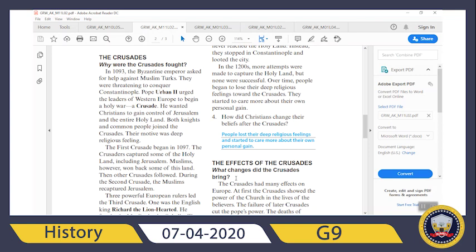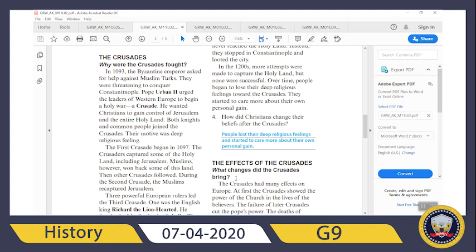So Pope Urban II urged the leaders of Western Europe to begin a holy war. He was the person who urged them, who motivated them for a holy war, and that holy war was known as a crusade. So he wanted Christians to gain control of Jerusalem and the entire Holy Land. This was their task. They wanted to gain control.